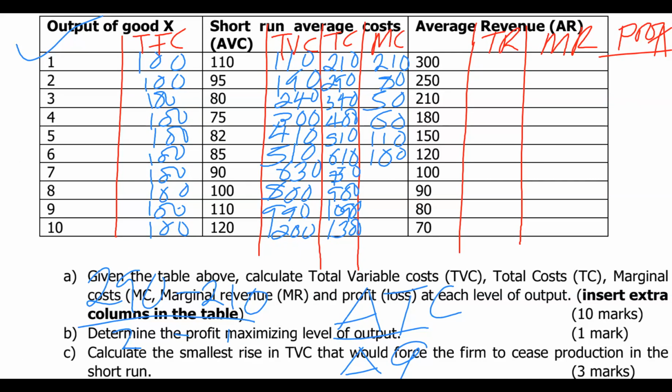And 730 minus 610 is 120. 900 minus 730 is 170. And 1090 minus 900 is 190. 1300 minus 1090 is 210.